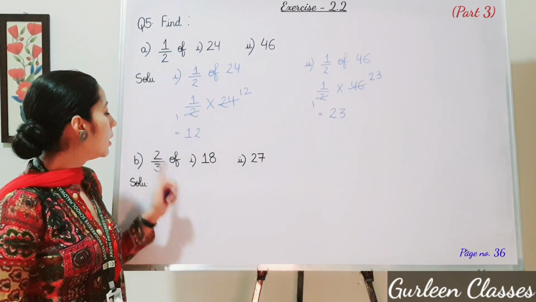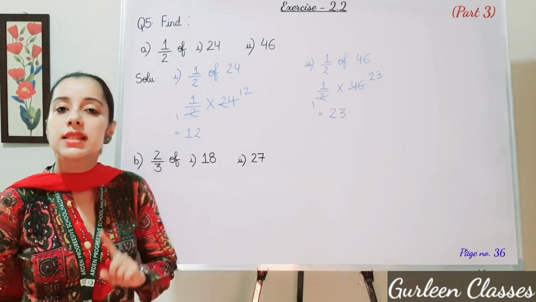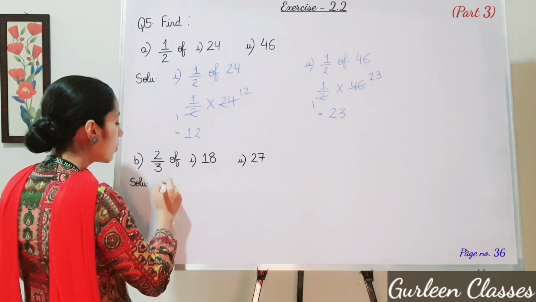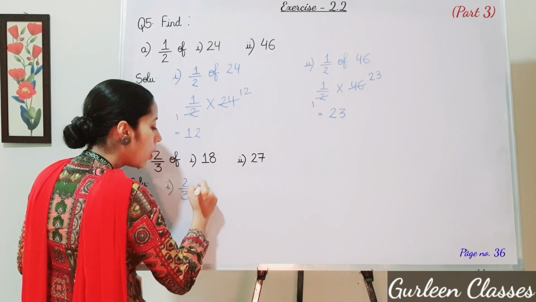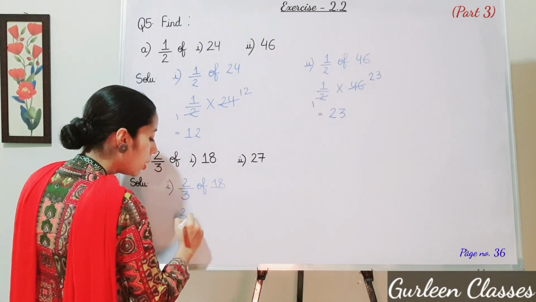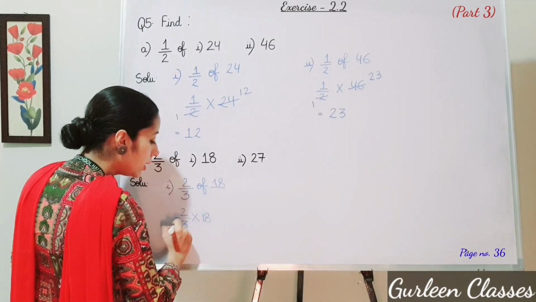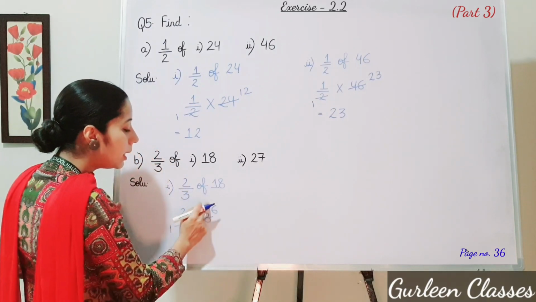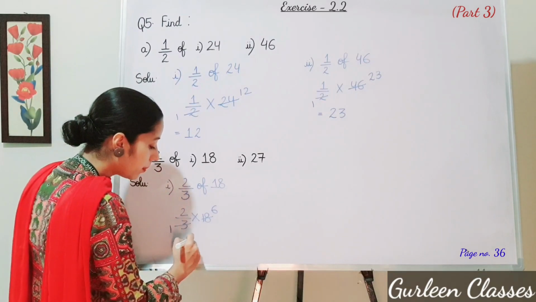Now B part, 2 upon 3 of first part 18, second part 27. Let us solve in the same way. So right here, first part, 2 upon 3 of 18. Then 2 upon 3 of means multiply 18. 3 ones are 3, 3 6 are 18. Multiply numerator 2 into 6, that is 12.